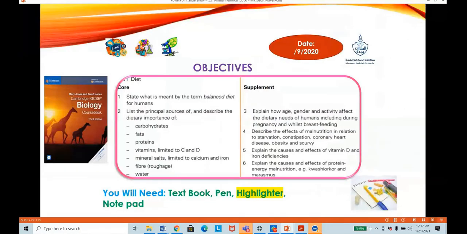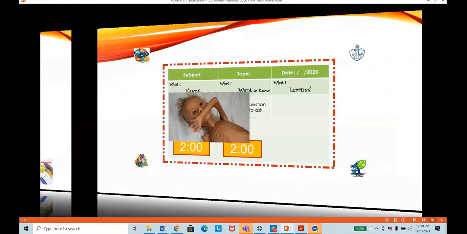The objectives of the topic today would be to describe the effects of malnutrition in relation to starvation, constipation, coronary heart disease, obesity and scurvy. All right, ladies, and to explain the causes and effects of vitamin D and iron deficiencies, and we'll also discuss the causes and effects of protein and energy malnutrition, which might lead to diseases like kwashiorkor and marasmus.